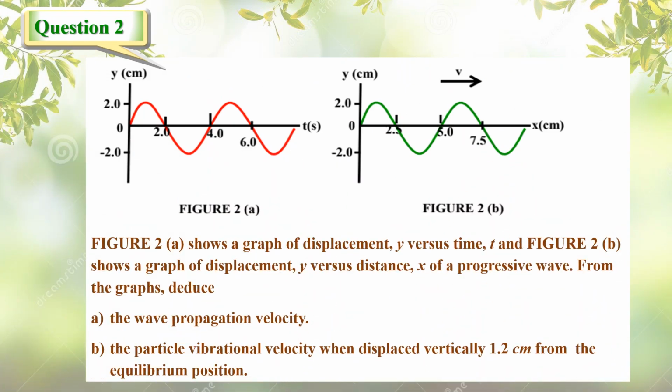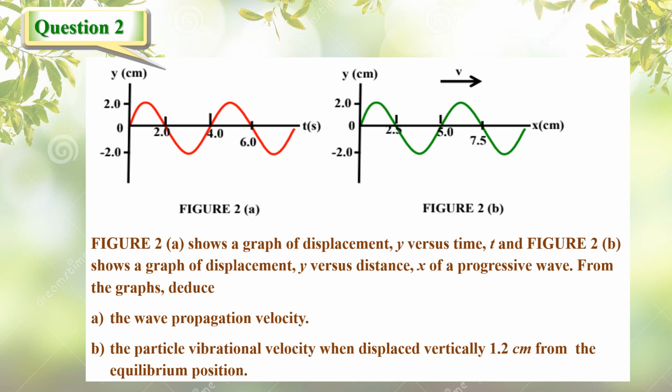Now refer to question 2. Figure 2a shows the graph of displacement y versus t, and figure 2b the graph of y against x, of a progressive wave. From the graph, deduce the wave propagation velocity. B, the particle vibrational velocity when displaced vertically 1.2 cm from the equilibrium position.